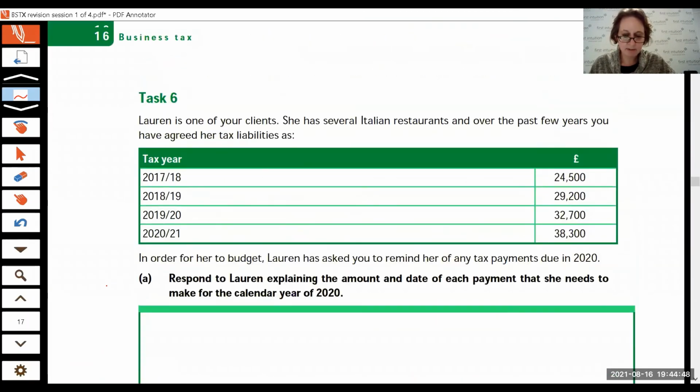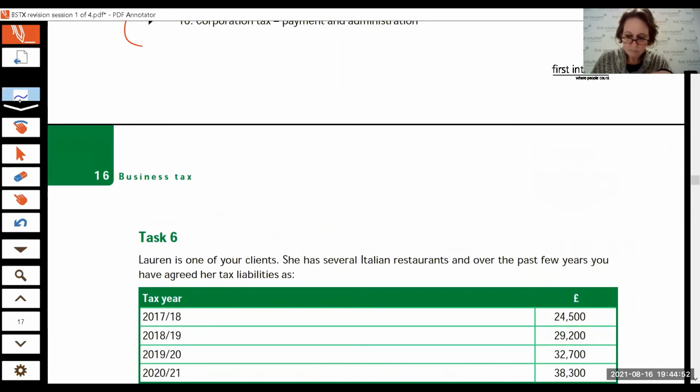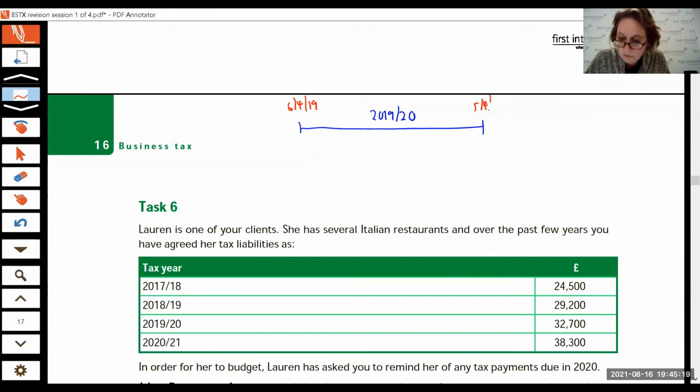Right, what am I going to start with? Well, you can guess what I'm going to start with. I'm going to start with a lovely timeline. Lauren's asking me what she needs to pay in the year 2020. Now, I've got these different tax years and I don't really know which one I'm going to be dealing with at this point. So let me just choose one that maybe has 2020 in it, and let me draw 2019-20. Just because it has 2020 in it, it seems like a good place to start. This tax year runs from 6th of April of 19 to 5th of April of 20.